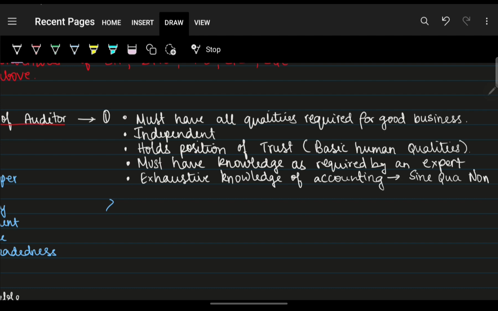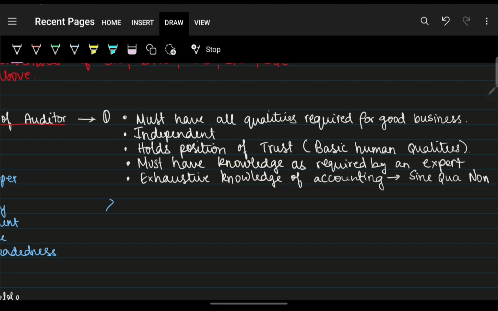Next, he must have exhaustive knowledge of accounting. Obviously, he must have expertise in accounting. Sine qua non. Okay, sine qua non is second to none, like it is a must. Exhaustive knowledge of accounting is a must.